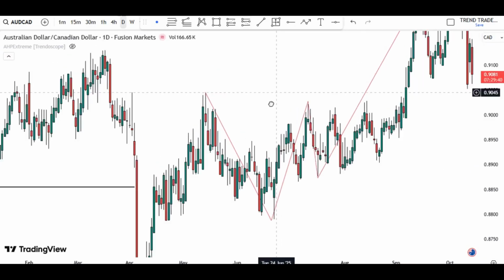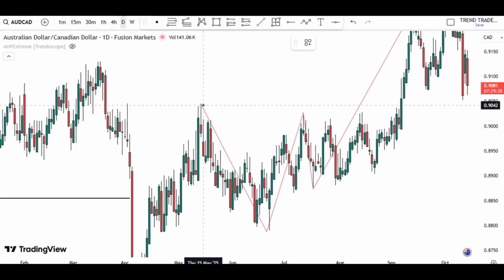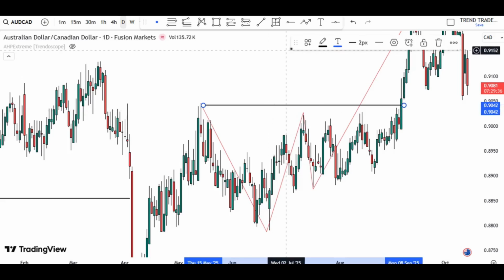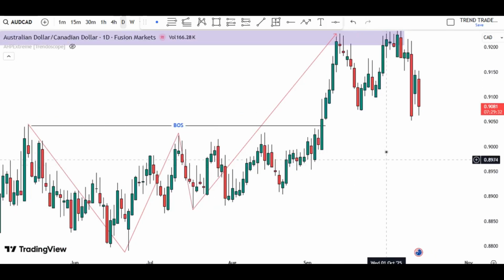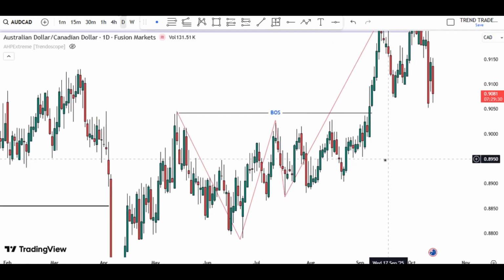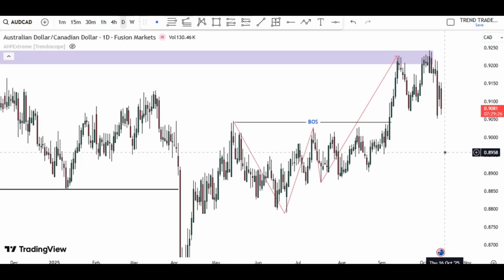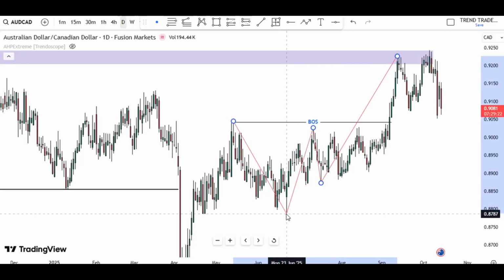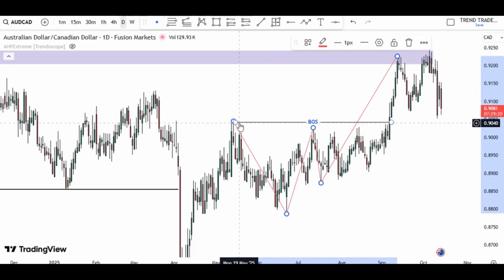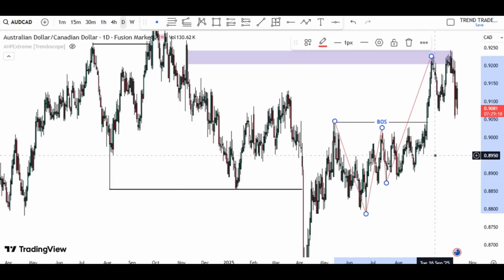So we have this breakout structure here. Since this is a breakout structure and the kind of pattern we are seeing here is an extension pattern, both the pattern and the market structure align, so we are actually good to go. This is an extension harmonic pattern, this is a breakout structure, so everything is good to go.